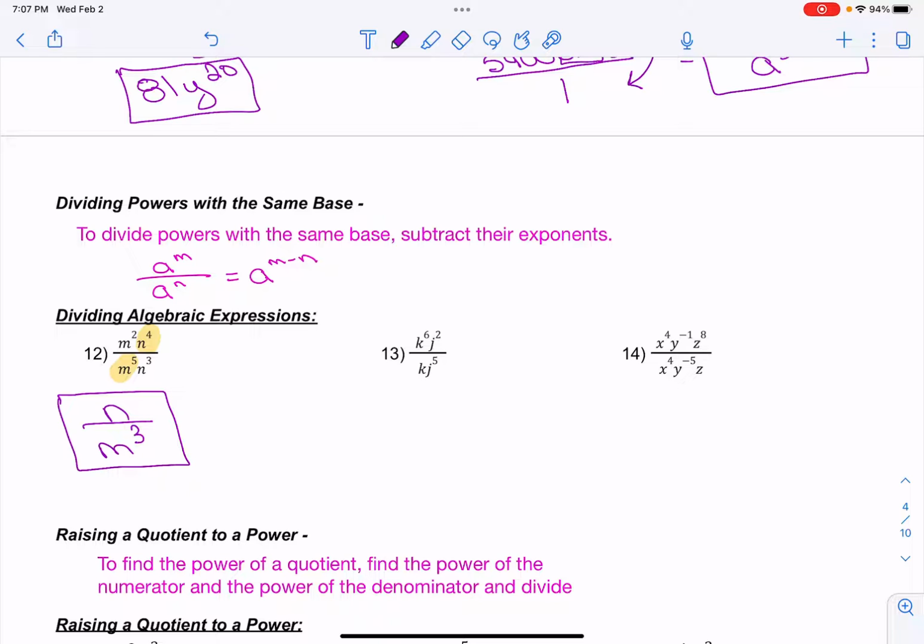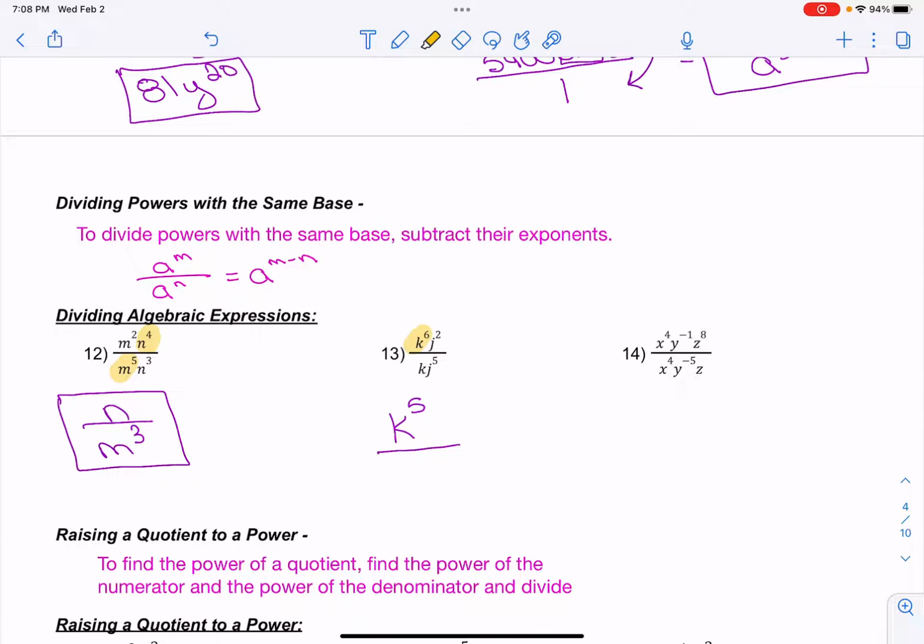Number 13 has k to the sixth, j to the second over k, j to the fifth. Okay, so first we're going to look at k's. So we have k to the sixth over k. K to the sixth is our larger exponent, so our k variable is going to be on top of our fraction. K to the sixth, and then k by itself. Remember, k is just to the first power, so you have to subtract those exponents. 6 minus 1 is 5, so we have k to the fifth.